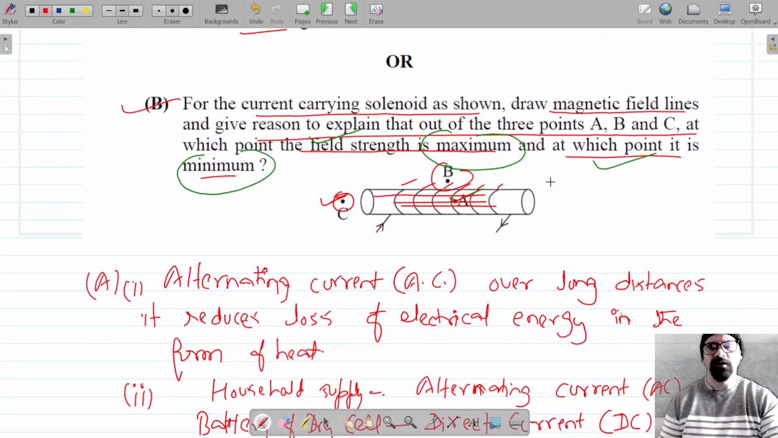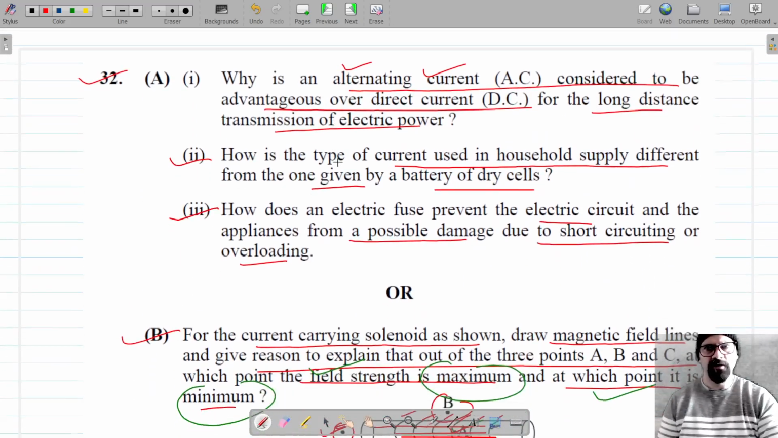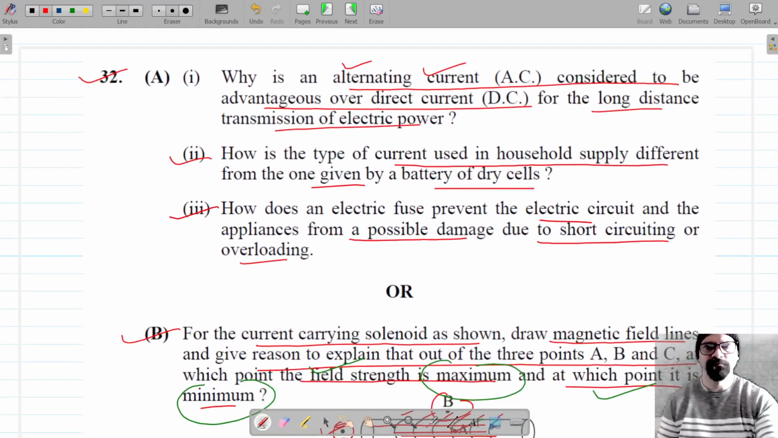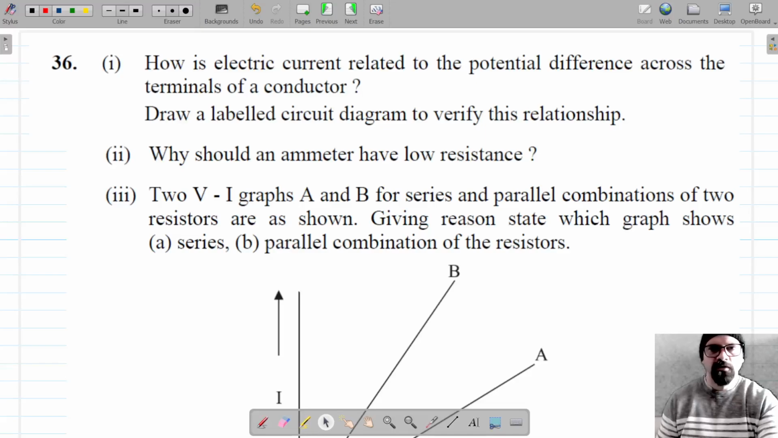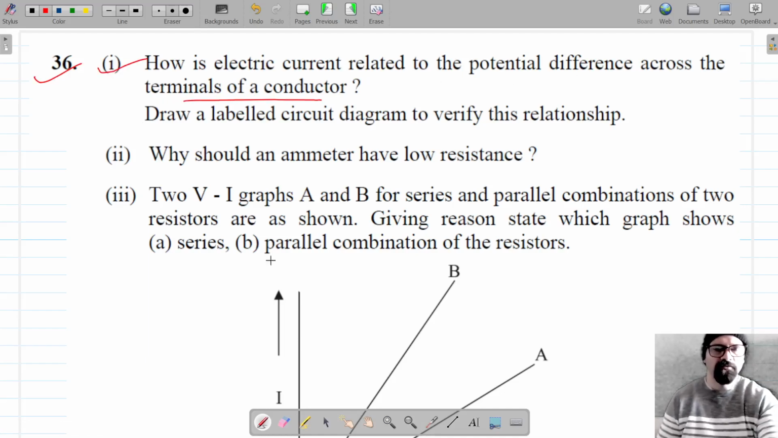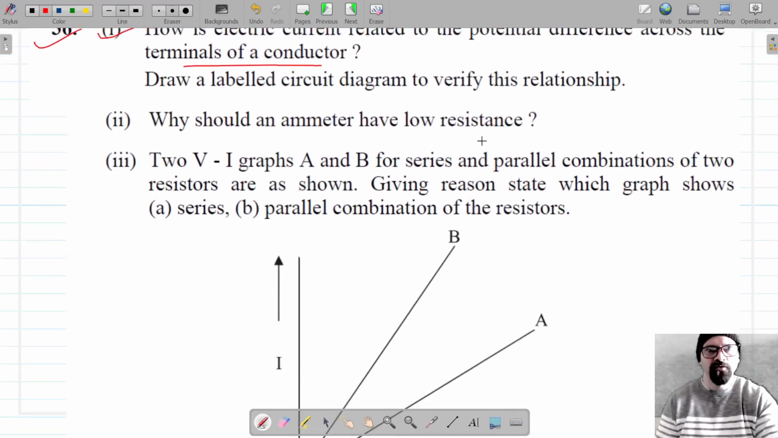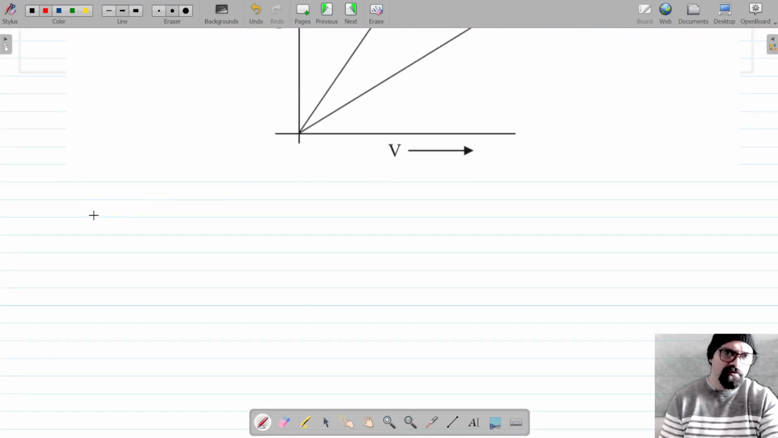Now next is at which point it is maximum and minimum. Okay, so we are done with part B. Let's move on to the next question. So for question number 36, it's asked how is electric current related to the potential difference across the terminals of a conductor, and this is what exactly is the Ohm's law. We have to draw a labeled circuit diagram to verify this relationship.